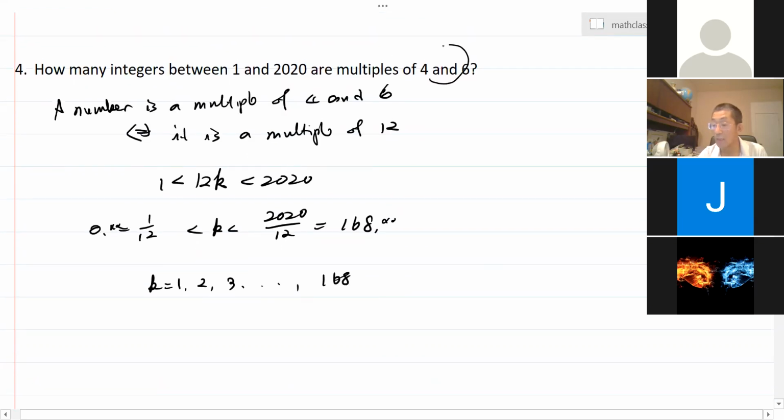But that's just because we have an "and" here. If I change "and" to the word "or", then it's more challenging. It's not easy. Either a multiple of 4 or a multiple of 6, then this is a little bit more difficult. If you want to find the integers which are multiples of 6 and 4 together, then you just change the statement. We are talking about integers which are multiples of 12.